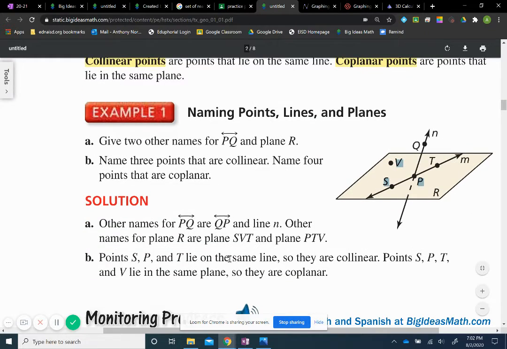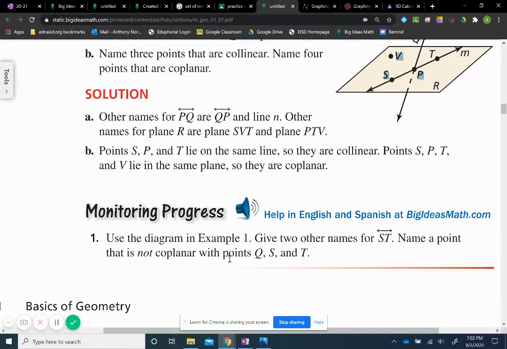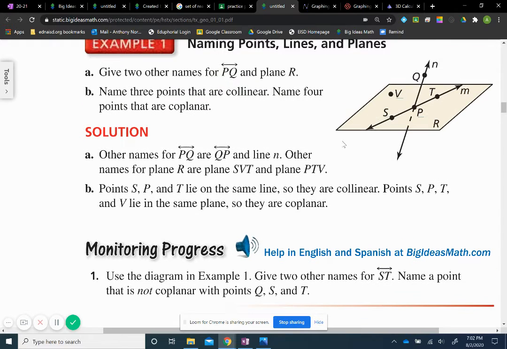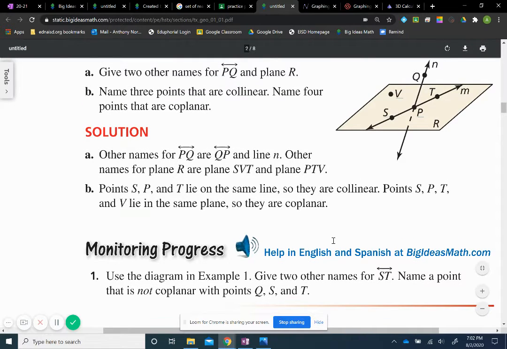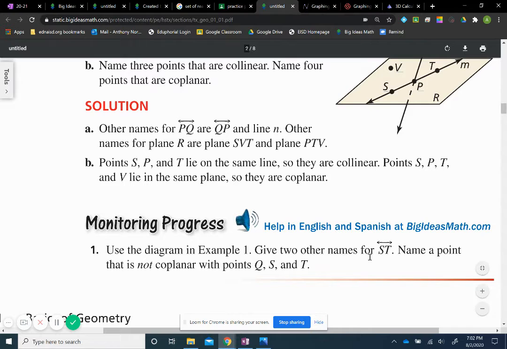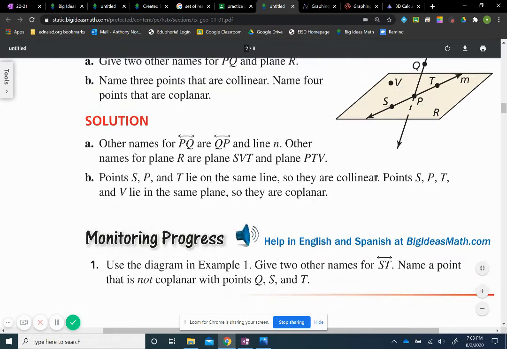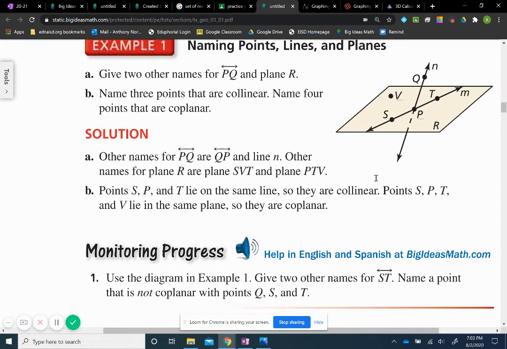And here are some options for the solutions. Using the diagram in example 1: give 2 other names for ST. Name a point that is not coplanar with points Q, S, and T. I'll give you a moment, pause the video, and write down your answers. Do your best. After the jump cut, you'll see the answers.